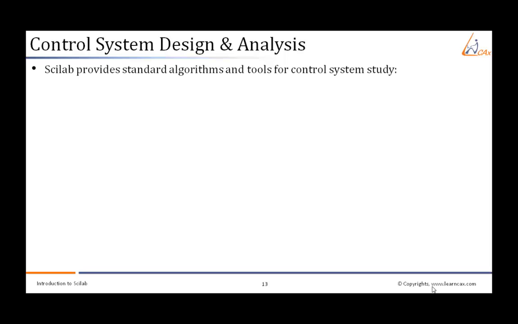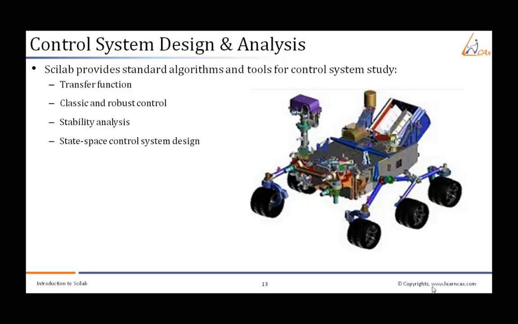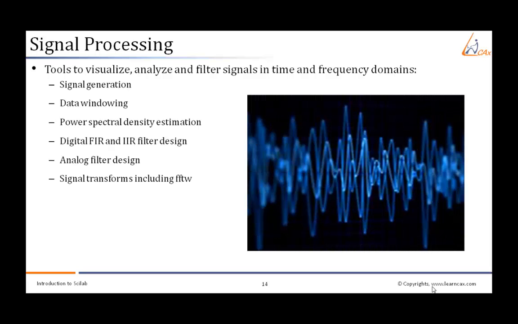For control system design and analysis, Scilab provides standard algorithms and tools for control system study. There are transfer functions, classic and robust control, stability analysis, state space control system design. For signal processing, Scilab provides tools to visualize, analyze and filter signals in time and frequency domain. Signal generation, data windowing, power spectral density estimation, analog filter design, all these can be done using Scilab.